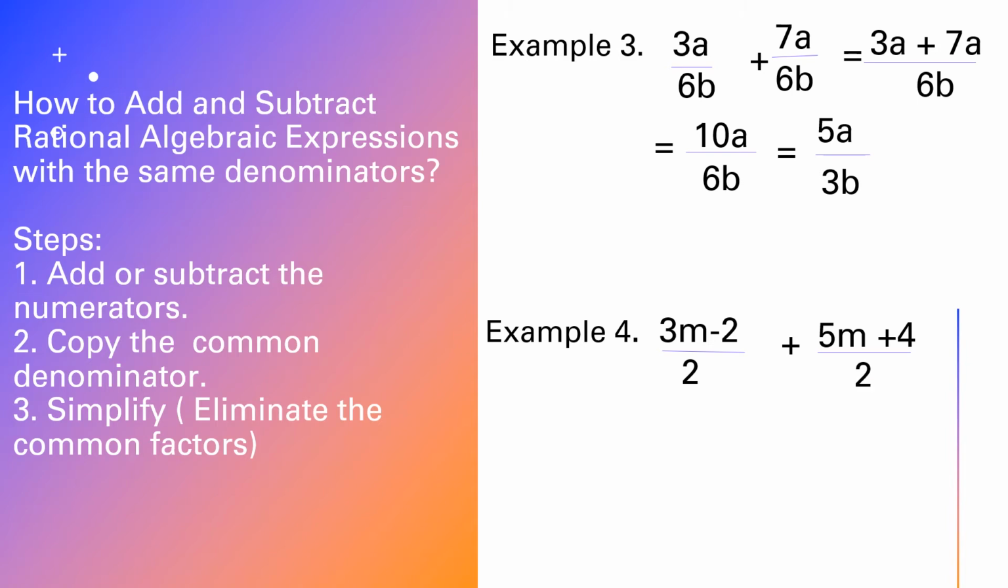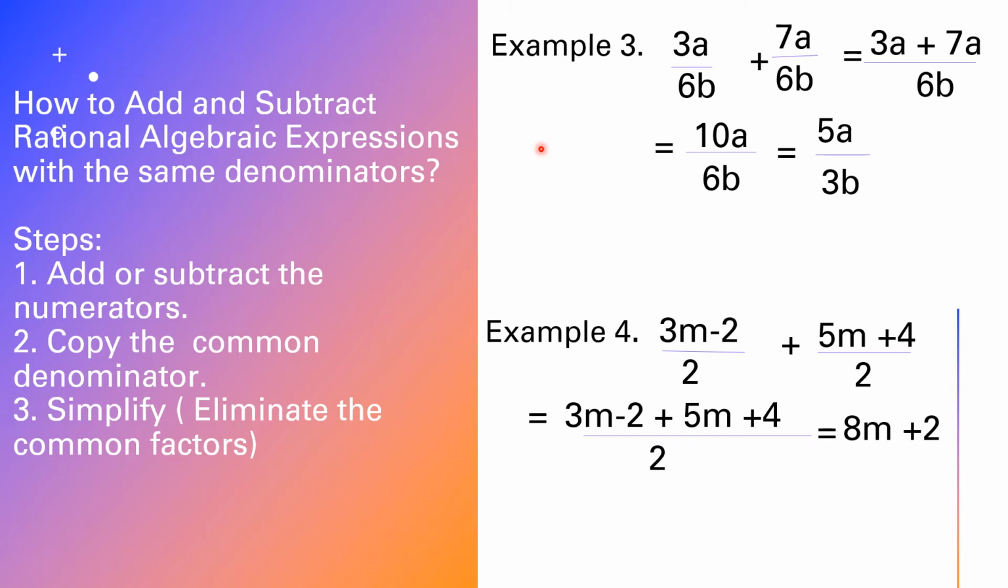Now, we have here 3m minus 2 over 2 plus 5m plus 4 over 2. Now, we can combine the numerators, and we have similar terms here, 3m and 5m. And that is equal to 8m. So, there, divided by 2, and that is 8m plus 2, because we have here negative 2 plus positive 4, and that is positive 2.